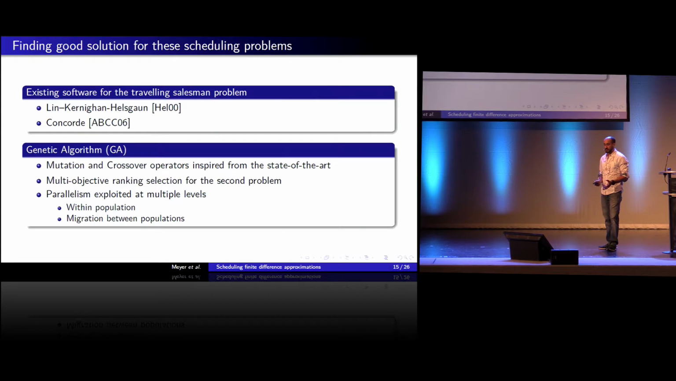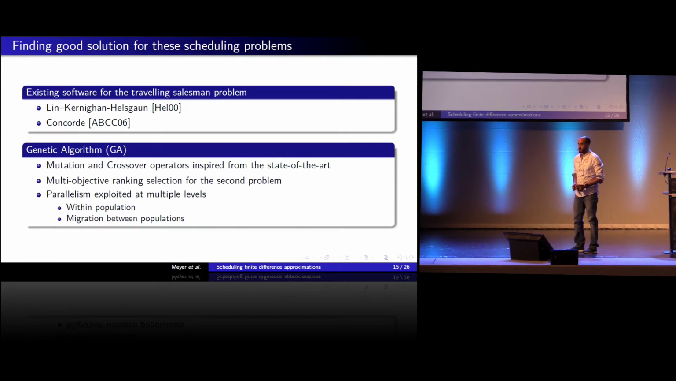So now, how can we find good solutions for these two scheduling problems? For the first one, it's quite easy. We can use whatever software is available for the traveling salesman problem. There are two examples. The first one is a heuristic, the Lin-Kernighan-Helsgaun method, which is really efficient. And the second one is the Concorde software that encompasses nearly all possible ways of obtaining good schedules for the TSP.